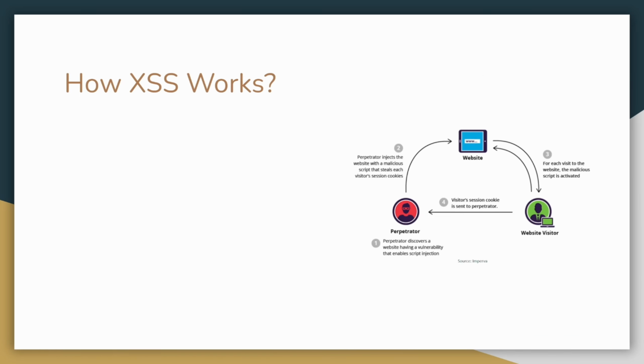Now let's see how XSS works. The XSS attack lifecycle. It all starts with the attacker identifying a vulnerability. This usually involves finding an input field on a website that doesn't properly validate or encode the data that you enter. Think of search bars, comment sections, or any place where the user input is displayed back to them or other users.